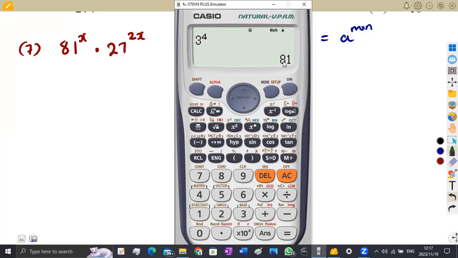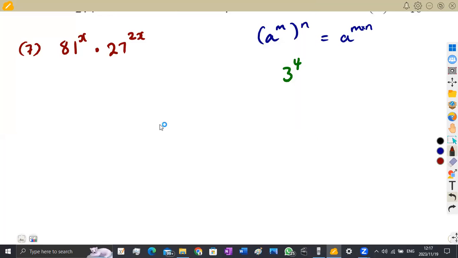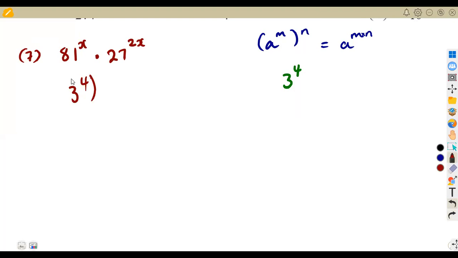81. Meaning to say that in place of 81, I have 3 to the exponent of 4. So this is what you're going to have: 3 to the exponent of 4 multiplied. All right, there's an x here. Sorry for that. Remember, we still have this x here, so you're going to raise everything to the exponent of x.